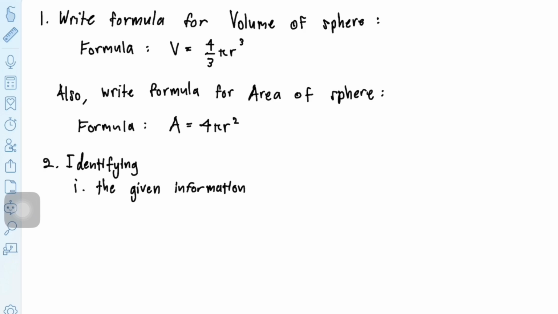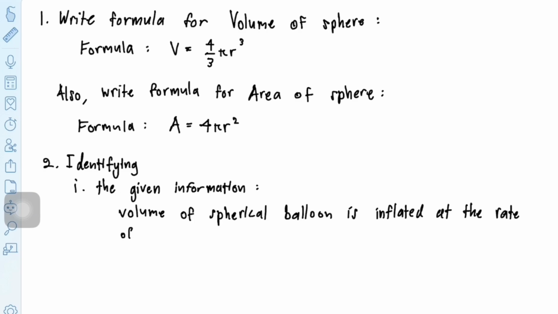For the given information, the question mentions the spherical balloon is inflated at the rate of 8 cm³ per second. That means we will write it as dV over dt equals 8. The meaning of dV over dt is the first derivative of volume with respect to time. That means it shows how volume changes with time.